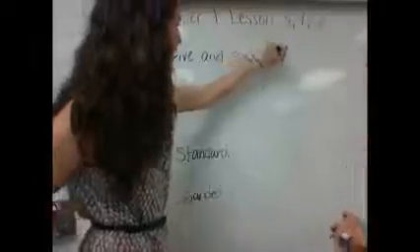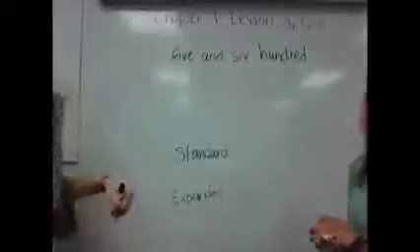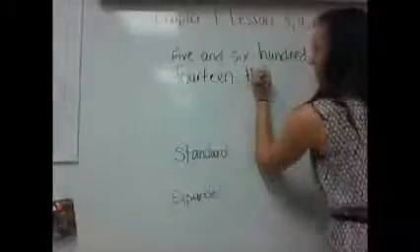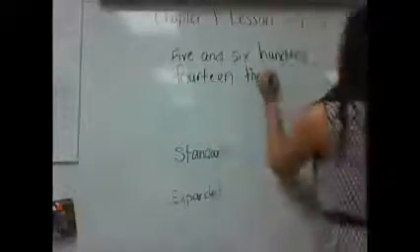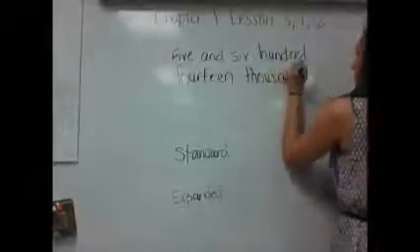5 and 6. What else did I have? 100. You want to go tell him? What we're doing? Thousands. Took me a little bit to write that out.